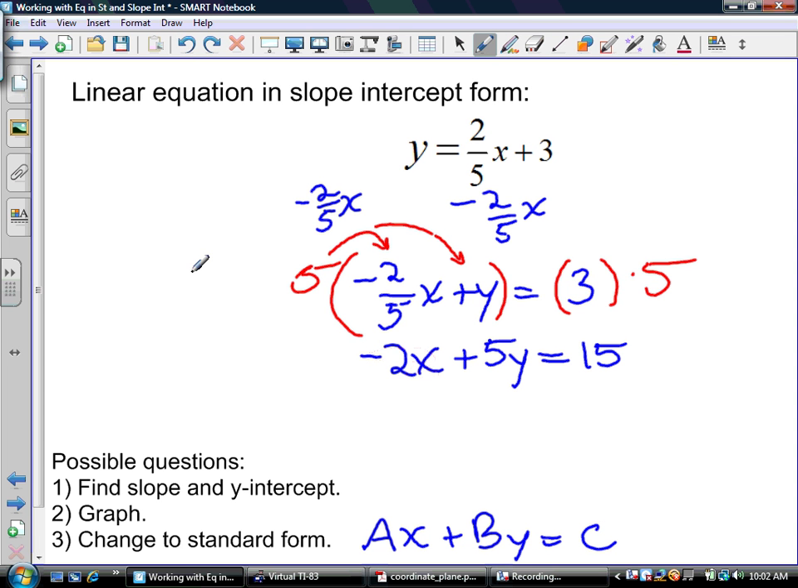So there's a couple things you can do when working with an equation in slope-intercept form. All we did was find the slope and y-intercept. Slope was 2/5, y-intercept was 3. After that, we graphed it using the calculator and using pen and pencil. And the last thing we did was change it into standard form. So these are all things you need to know how to do when working with an equation in slope-intercept form.